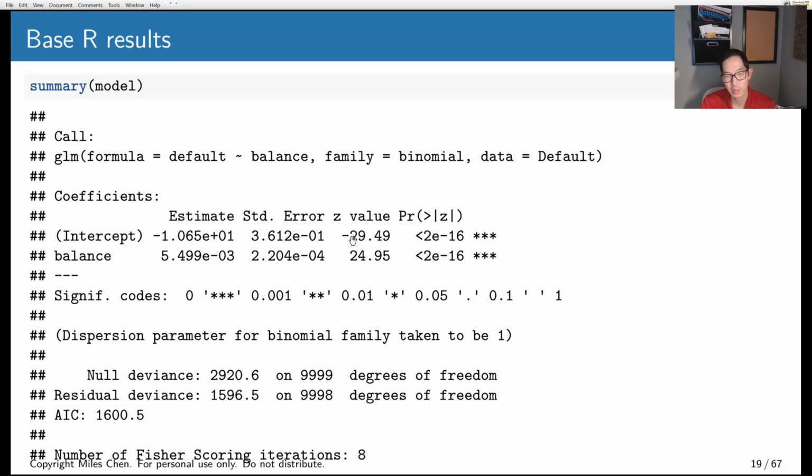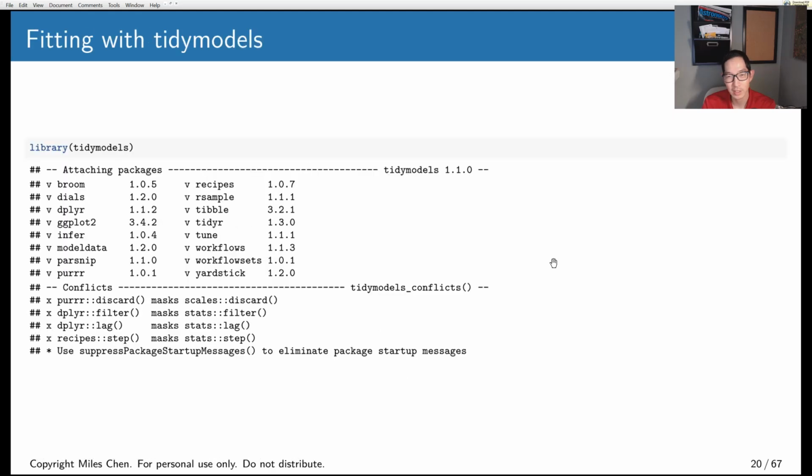These are both very highly significant. I get z-scores of negative 29 and positive 25, where we're saying things look significant when they're more than 2 standard errors away from the mean. And here we're like 30 and 25 standard errors away from the mean, which is kind of ridiculous, but there we go. Both of these things are indeed significant.